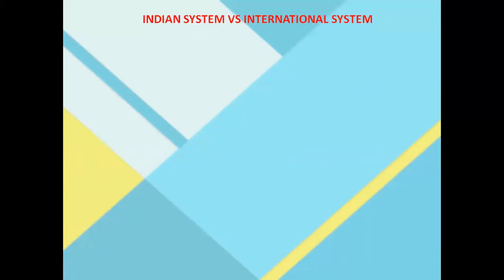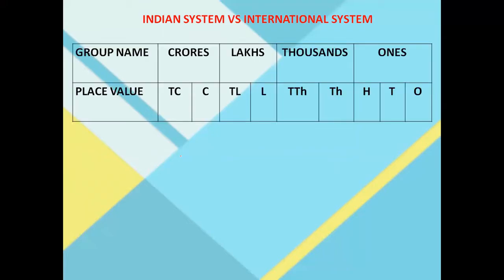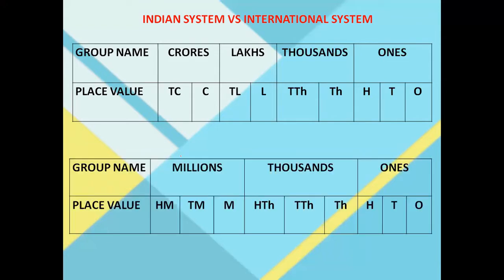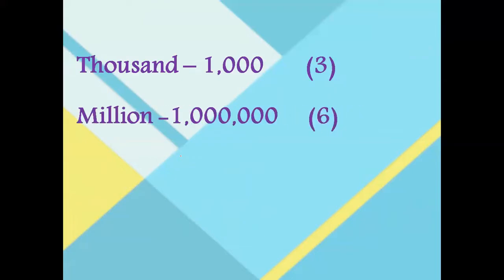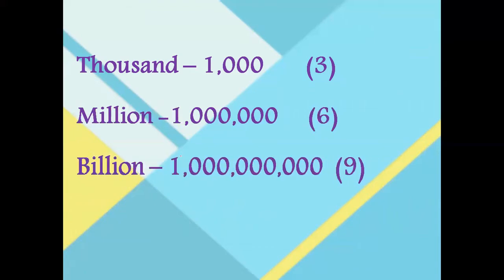Let's have a comparison between the Indian system and the international system. In the Indian system, the starting group, ones, has 3 digits and all the other groups have 2 digits. But in the international system, every group will have 3 digits. The second difference is that in the Indian system, we have lakhs and crores. In the international system, we don't have lakhs and crores. We have millions and billions after the thousands. So note that after the thousands group, you will have 3 digits. After the million, you will have 6 digits. And after the billion, you will have 9 digits.